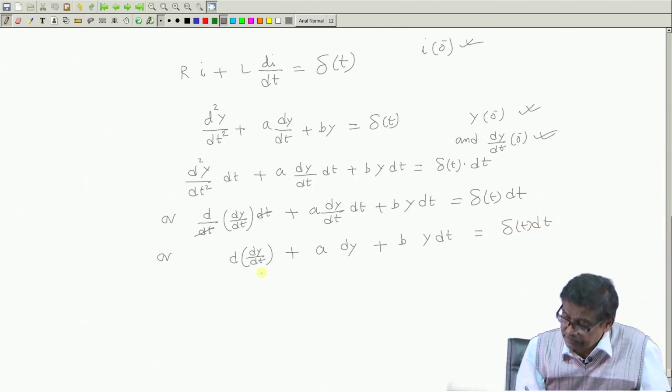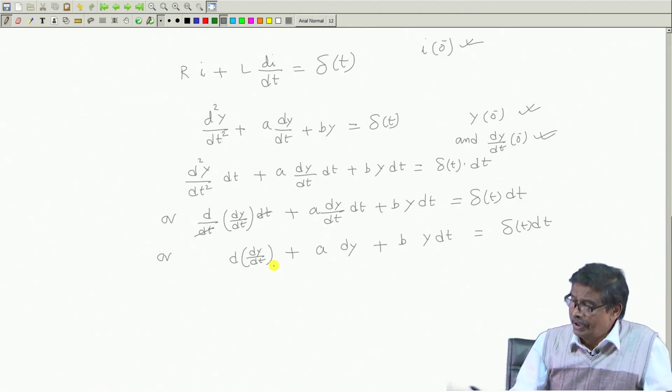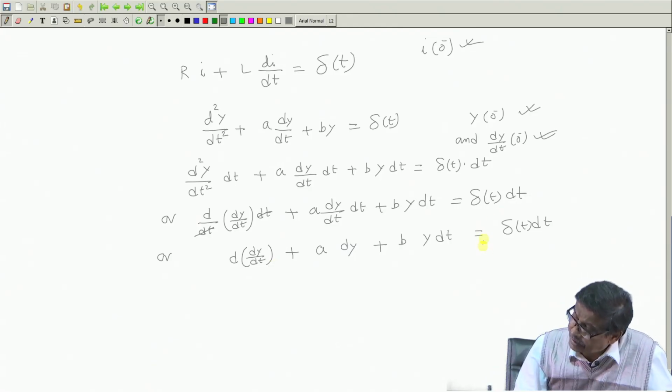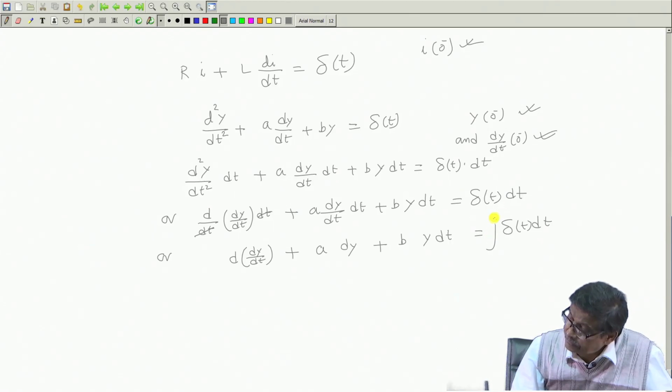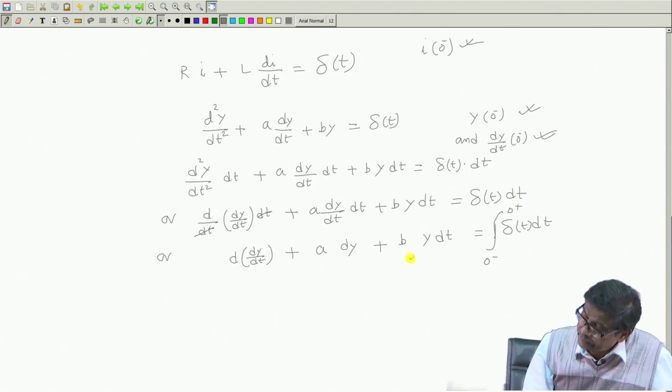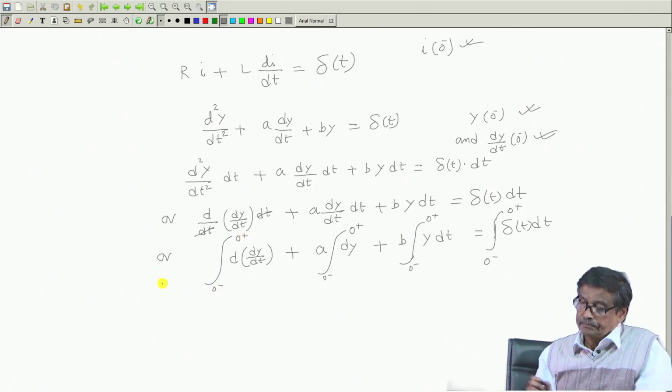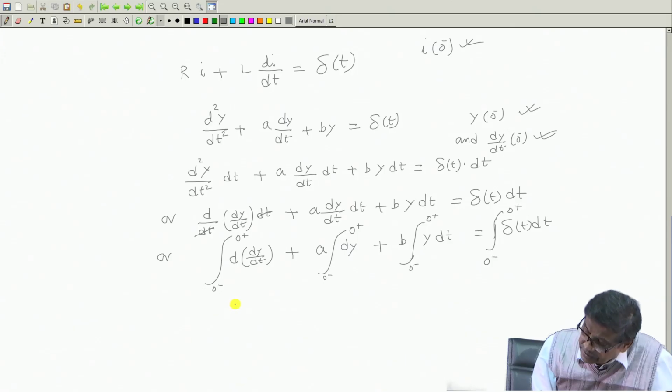Any mistake, point it out. Now, as I told you, to make the right hand side some known finite thing, I integrate both sides from 0 minus to 0 plus. B is a constant, so integrate from 0 minus to 0 plus for each term. What will be the integration of this first term? It will be dy/dt.